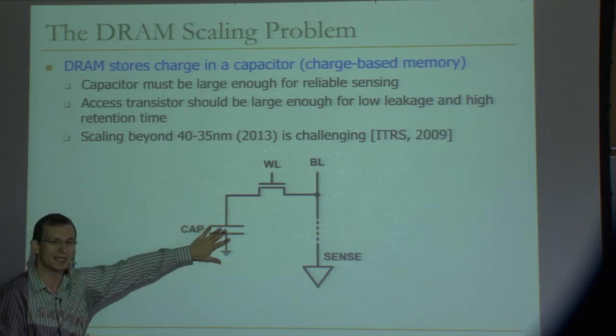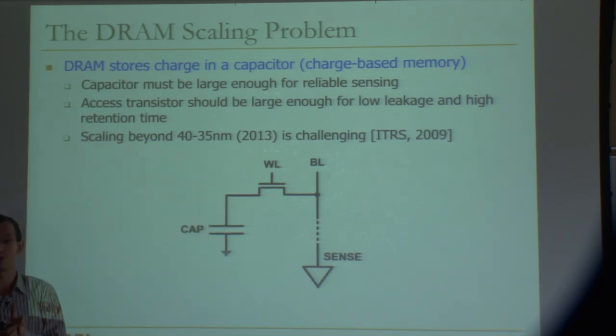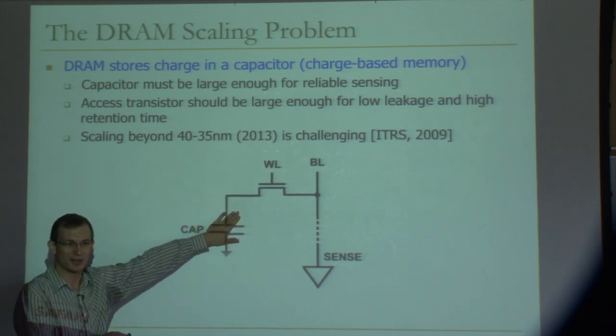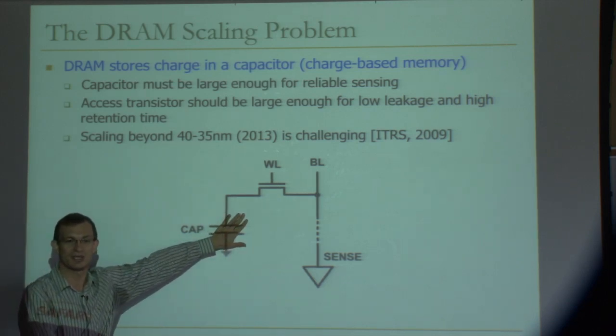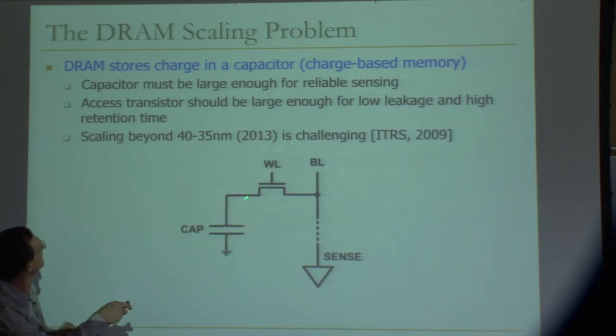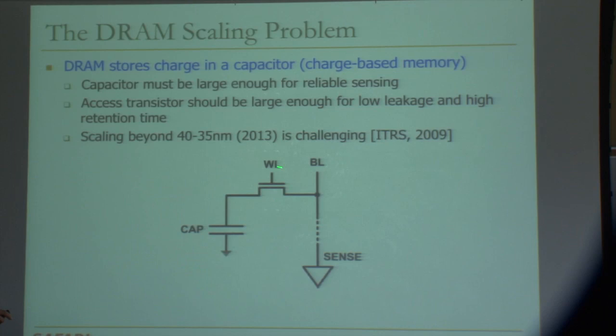If you reduce the size of this, then you have a much smaller amount of charge. Right? And also, this charge leaks. So it's easier to lose the charge when you reduce the size of this, and you need to refresh it more often. The second issue is this access transistor also should be large enough for low leakage. If this is small, it leaks more often. And if the voltage is small over here, it also leaks. Basically, in order to keep the charge over here, both of these structures need to be large enough.